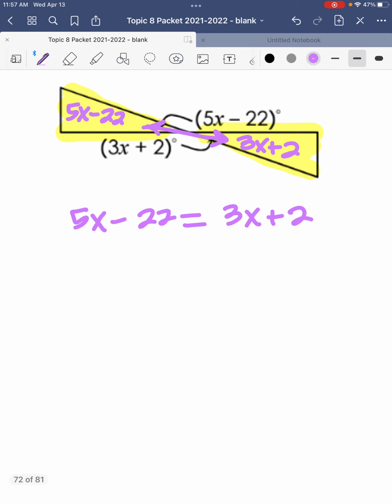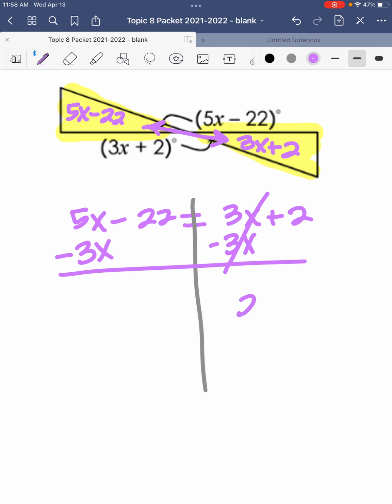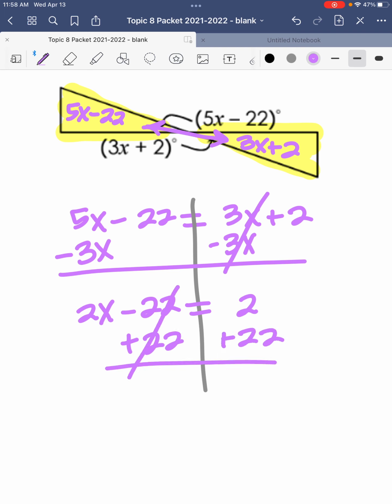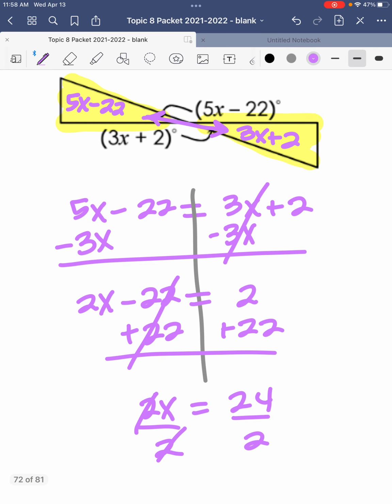To solve this, I need to get all my x's on the same side. So I'm going to move my 3x right here. Well, that's a positive 3x, so to move it, I need to subtract 3x on both sides. My 3x's cancel out, 2 comes down, and on the other side, 5x minus 3x is 2x, and I bring down negative 22. Now this is a normal two-step equation. To solve it, I'm going to add 22 to both sides. My 22's cancel out, 2x equals 24. To get x by itself, divide by 2 on both sides, so x equals 12. That is the end of this mini lesson.